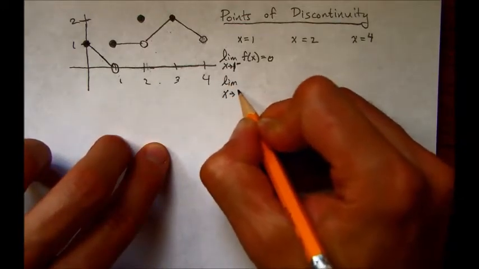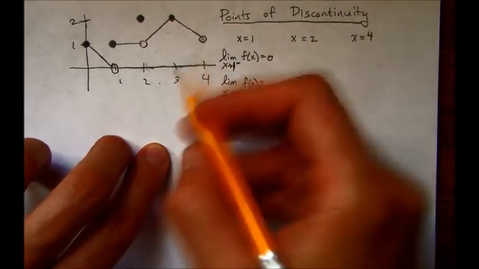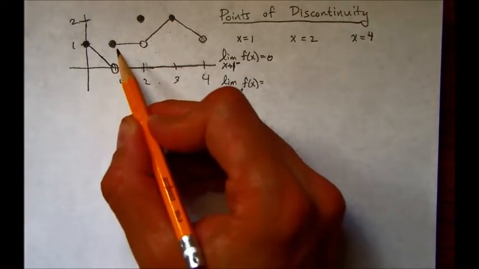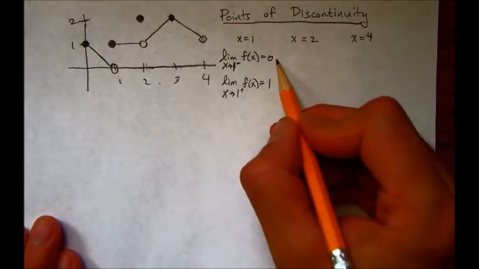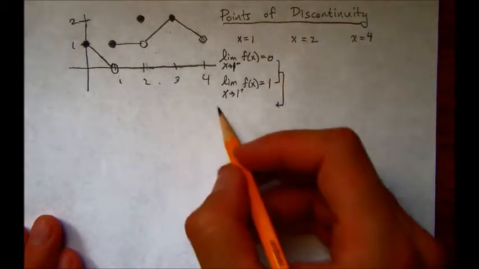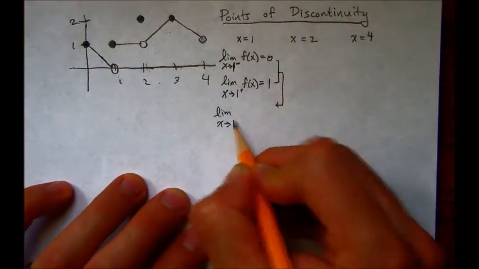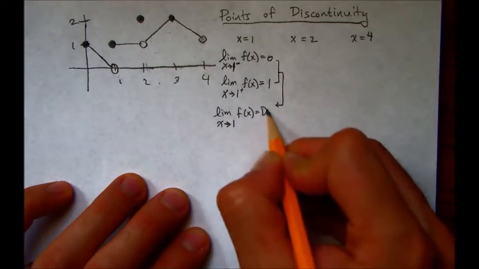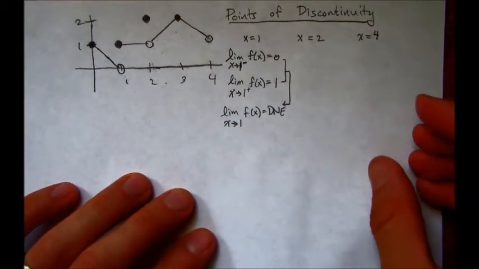Okay, this is different. Since we're coming from the right side, we're on this segment, and the point of approach is actually y equals 1. We're not approaching the x-axis, so that's 1. These two combined, we would write it as the limit as x goes to 1 in general of f of x does not exist. Remember, these have to agree for the limit to exist at a given point. Okay, that refers back to section 2.1.